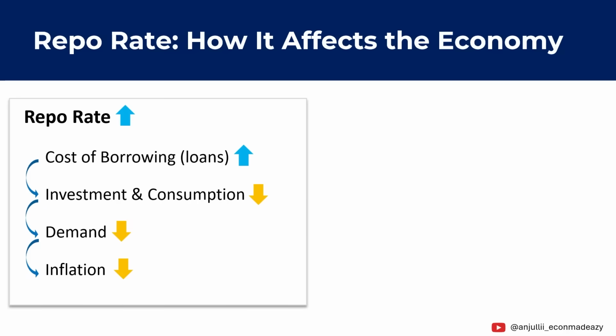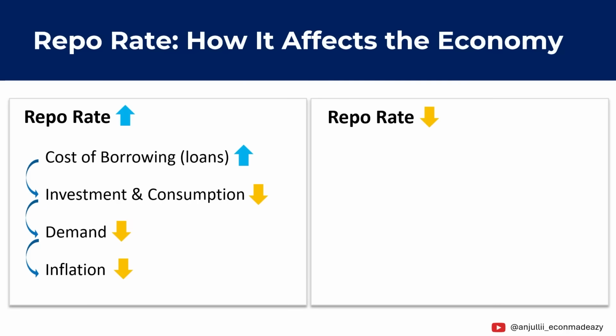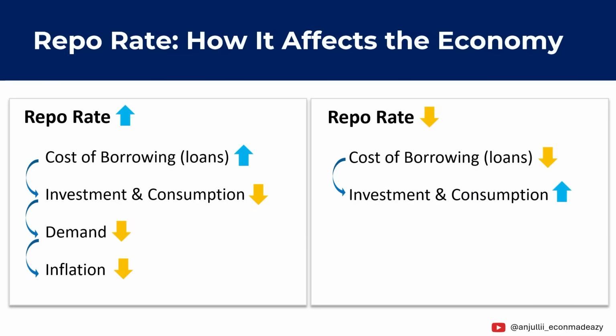Now let's see the opposite situation when the repo rate decreases. When the repo rate falls, banks can borrow money from the central bank at a lower cost. This allows banks to offer cheaper loans to businesses and consumers. Lower borrowing costs encourage more investment and more consumption. As spending increases, demand in the economy rises, which can lead to higher economic growth. So, in simple terms, an increase in the repo rate helps control inflation, while a decrease in the repo rate encourages economic growth. So far, we have seen how the repo rate affects borrowing costs and economic activity.